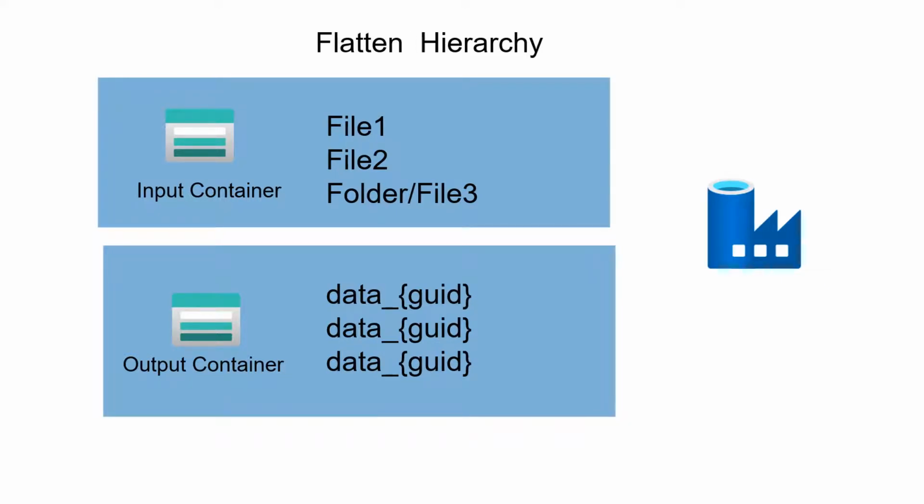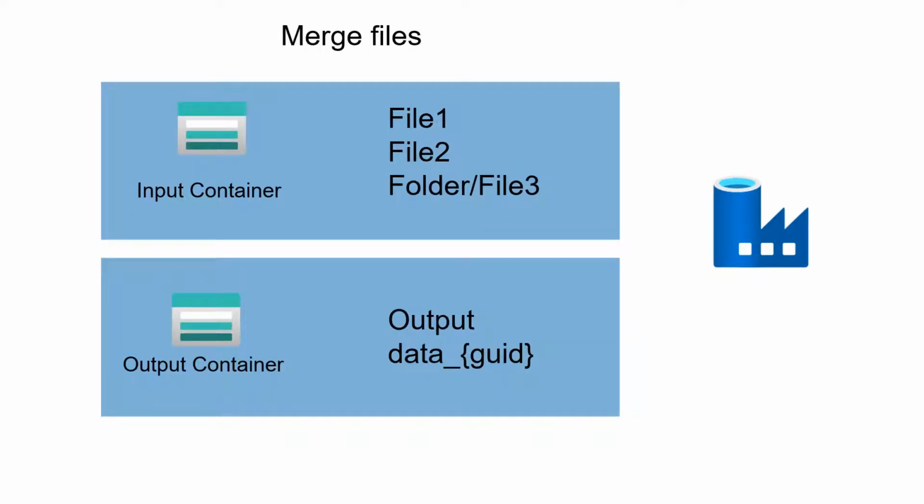In case of flatten hierarchy, the folder won't get copied. Instead, all three files will fall under the same hierarchy, and also the file name will be renamed, which will be like data underscore followed by some unique GUID. In case of the merge file option, all three files will be merged into a single file, and also the file name will be renamed as data underscore followed by some unique GUID.